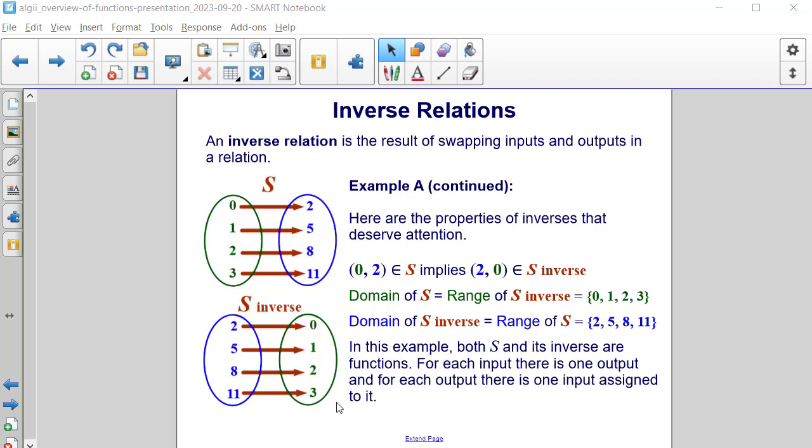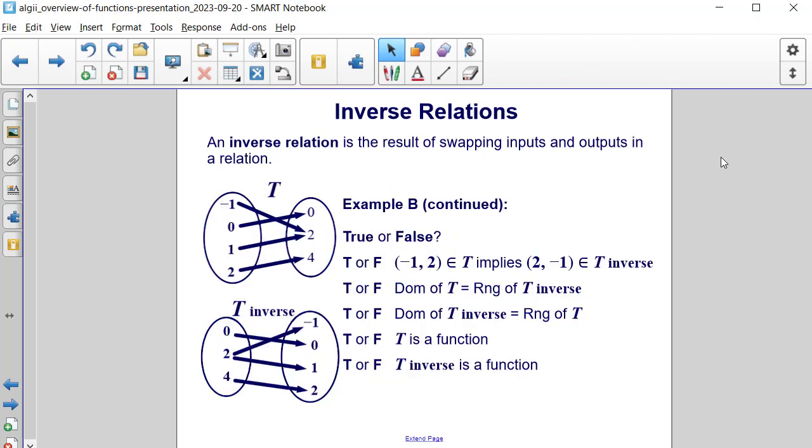In this example, both S and its inverse are functions, because for each input there is one output, and for each output there is only one input assigned to it. So we're going 1 to 1 in S, and we're also going from 1 to 1 in S inverse. Now let's look more closely at example B.